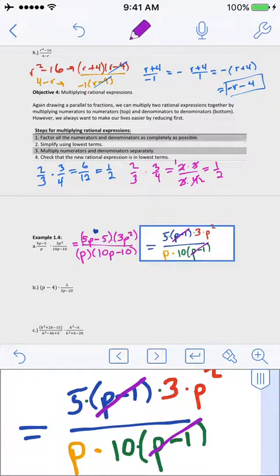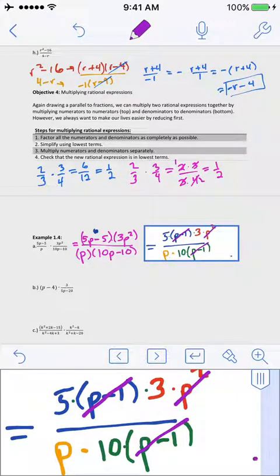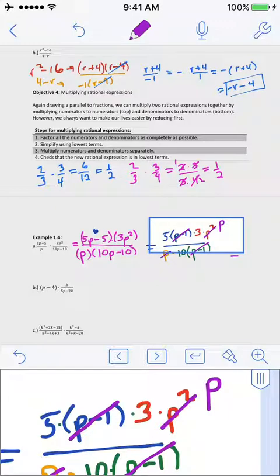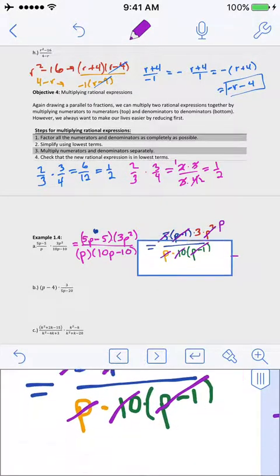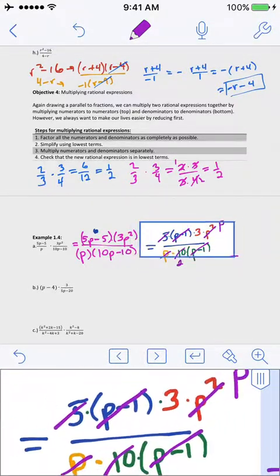Let's see. I've got 2 p's on the top and 1 single p on the bottom. My exponent rules say I can cancel those to get just 1 leftover p. And then I've got a 5 on the top and a 10 on the bottom. I can cancel those to be left with a 2 on the bottom. And it doesn't look like there's anything else I can do.